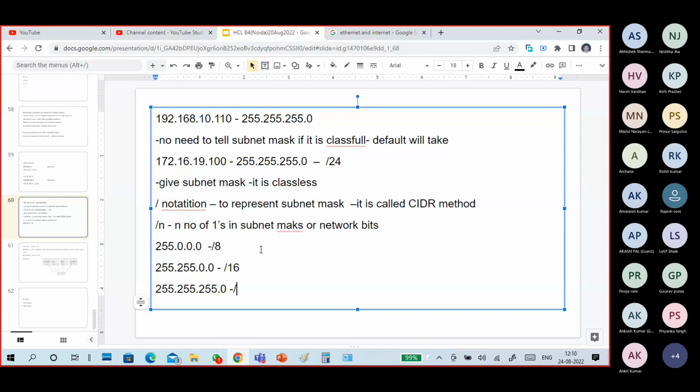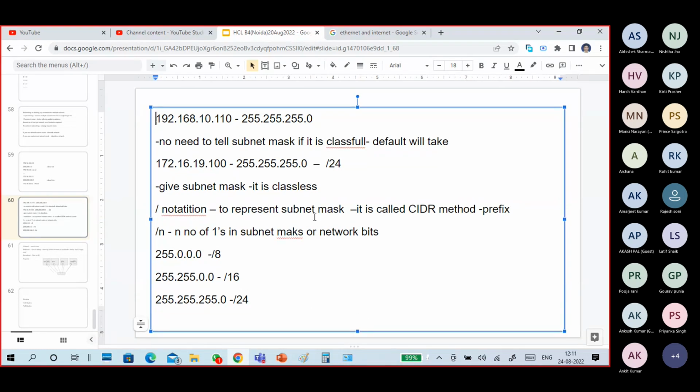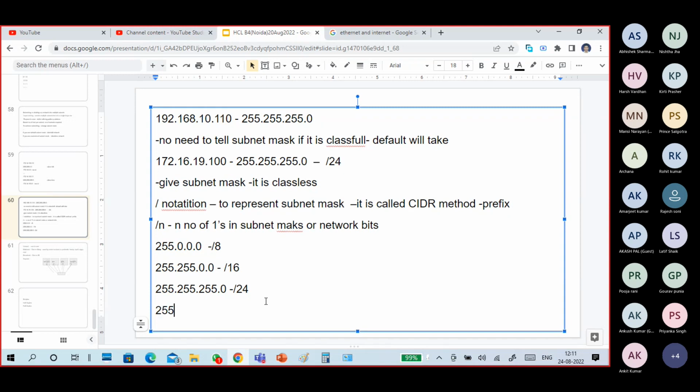It represents /24, also called a prefix. Okay, so you don't need to get confused between prefix and slash notation. It simply represents a subnet mask. So guys, there are a lot of other subnet masks as well. For example, this is /25, like that it will be added.